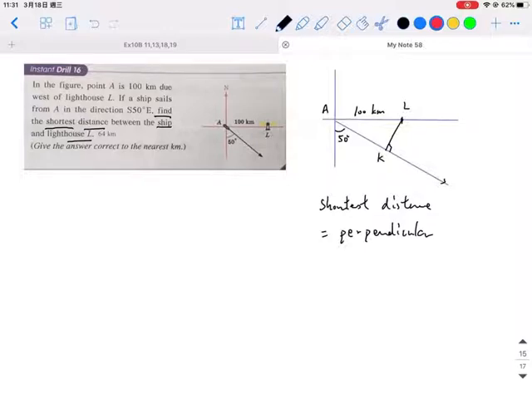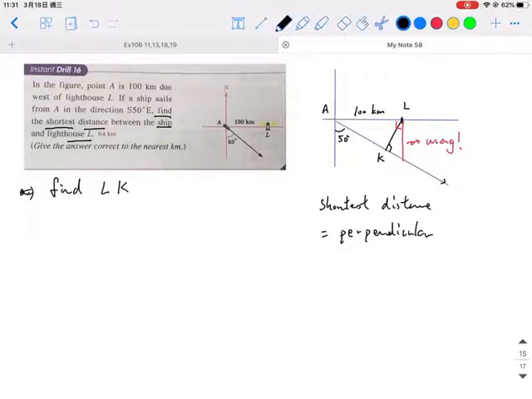And remember, someone asked me, is this one the perpendicular distance or the shortest distance? Because this is a right angle, but this is wrong. This red line is longer than LK, so it's not the shortest distance. So what we need to know is part A: find LK.